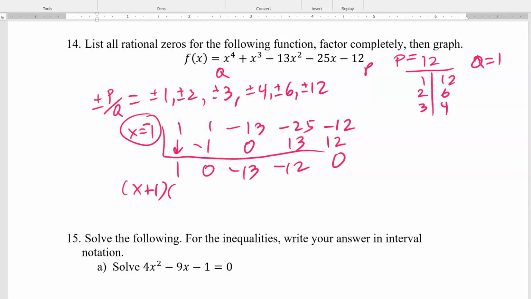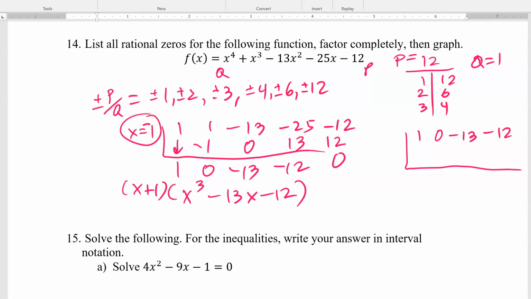What I'm left with is everything down a degree, so that's what? x cubed minus 13x minus 12. Keep going. I'm now taking these coefficients that were left: 1, 0, negative 13, negative 12. Don't forget the 0 here. And I'm going to keep going.